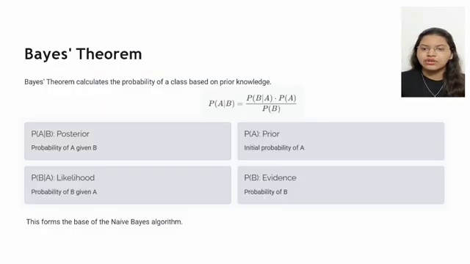Now let us take a look at the Bayes theorem. Here the formula is probability of A given B equals probability of B given A multiplied by probability of A, divided by probability of B. In the context of Naive Bayes, A represents the class and B represents the set of features or attributes of the data. So the theorem helps us find which class is more likely for a given set of features.